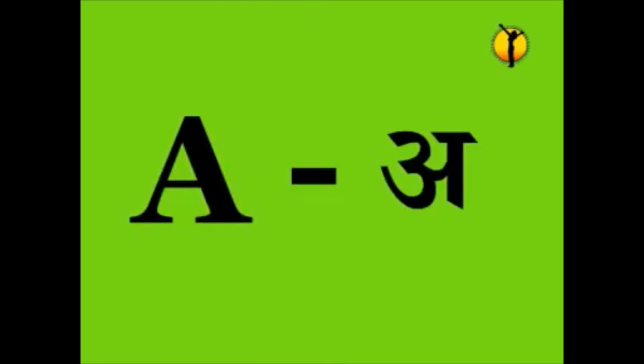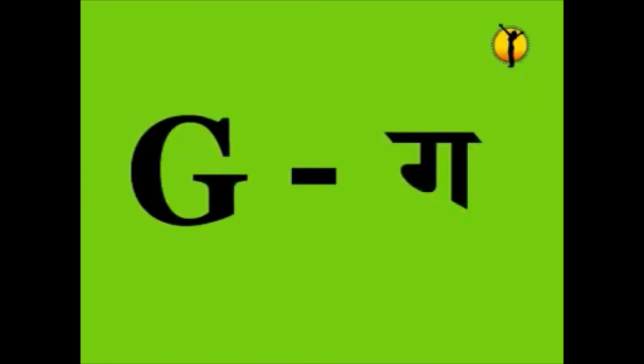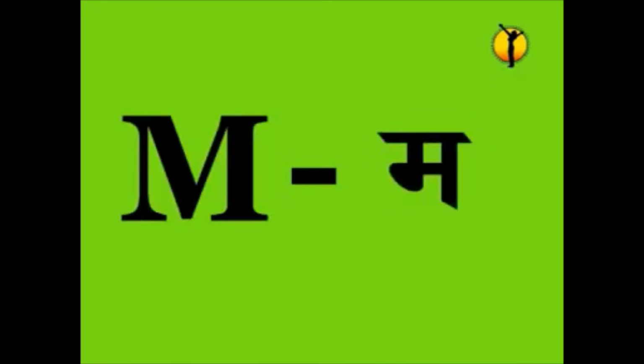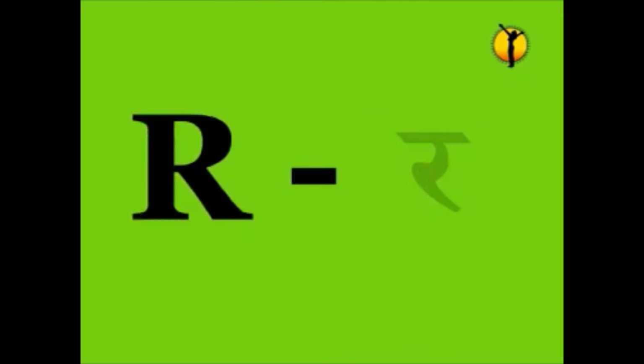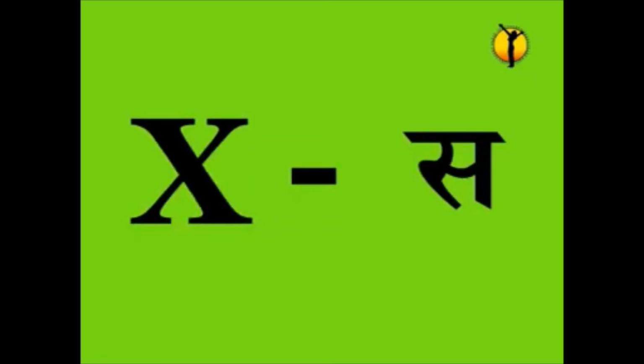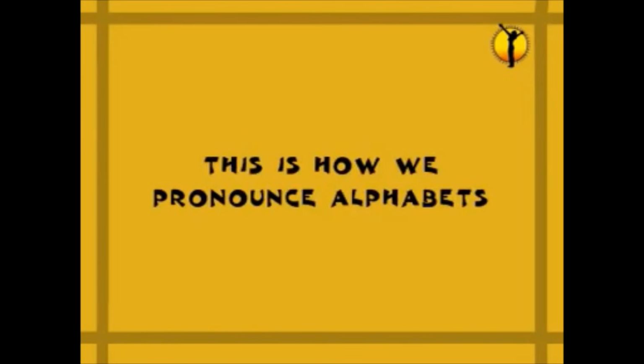A, B, C, D, E, F, G, H, I, J, K, L, M, N, O, P, Q, R, S, T, U, V, W, X, Y, Z. This is how we pronounce alphabets.